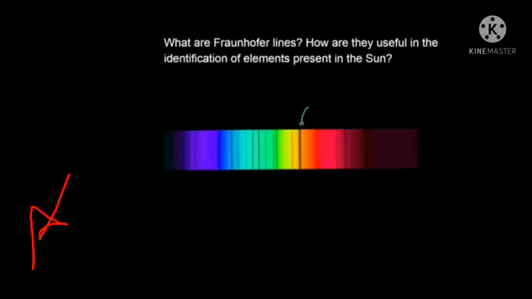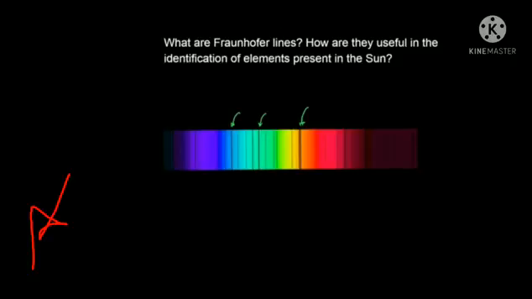I am just showing it to you. This is a dark line. This is also a dark line. This is also a dark line. On a continuous spectrum, we get a set of dark lines. These dark lines on a solar spectrum are called Fraunhofer lines. So all these dark lines which you are seeing on a bright background are called Fraunhofer lines.